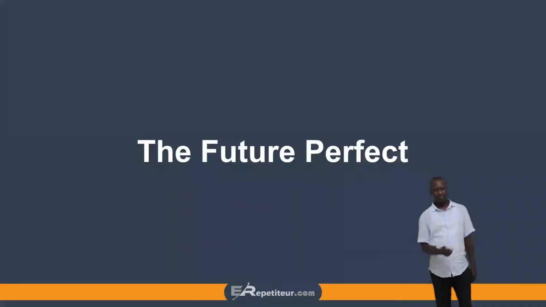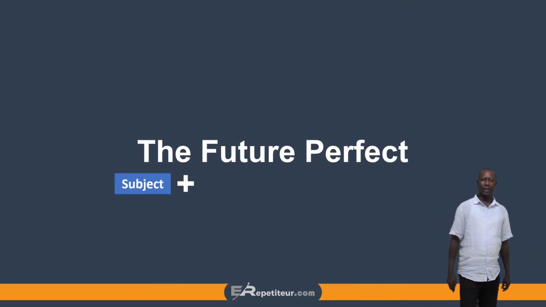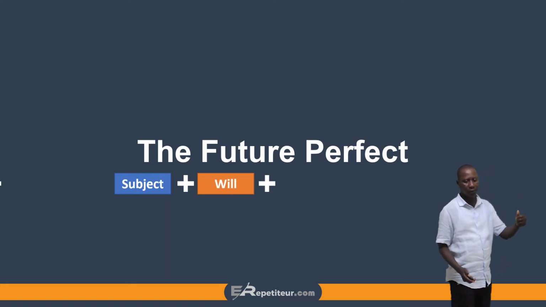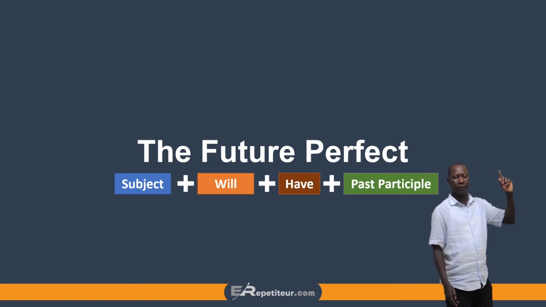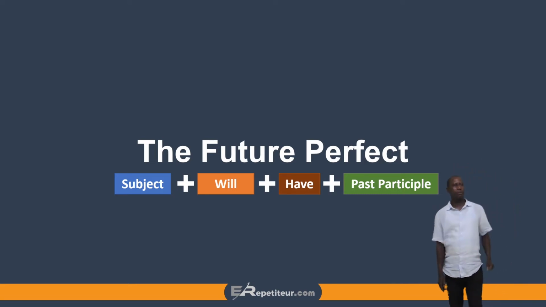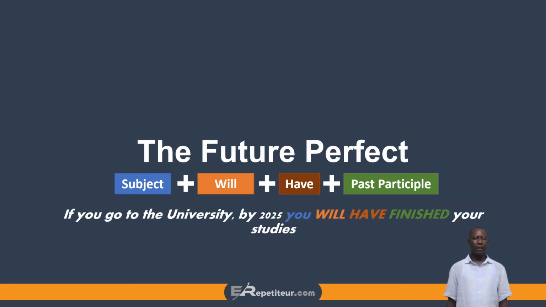Good. Now, the future perfect. Subject plus will plus have plus past participle. I repeat, subject plus will plus have plus past participle. If you go to the university, by 2025, you will have finished your studies. That is, today, if you get your baccalaureate, your bac exam, by 2025, in 5 years, you will have finished your studies.